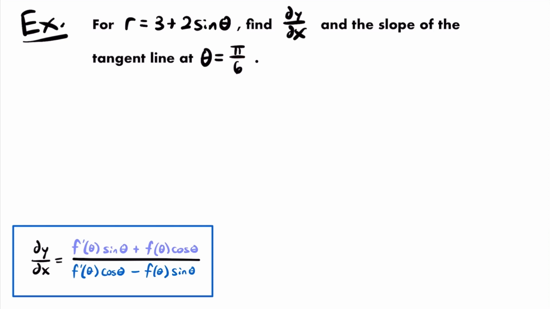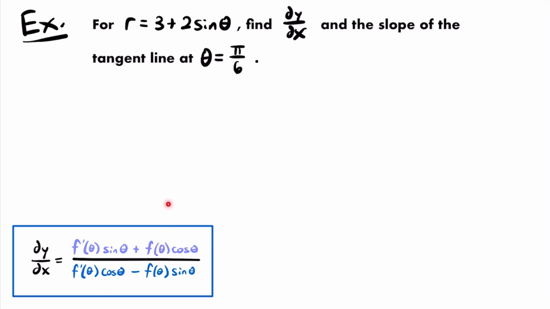All right, so let's work on finding that derivative dy dx. That's the first thing that we want to do. And we're going to use that same formula that we used in the previous example. Dy dx, or the derivative in polar form, is equal to this expression. All right, so let's find f of theta and f prime of theta, and then we'll set up our derivative.